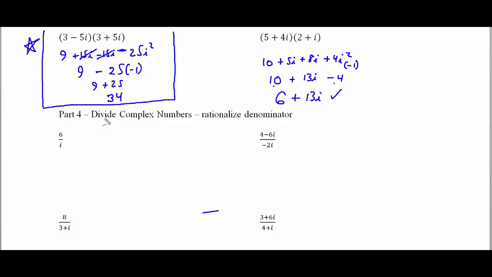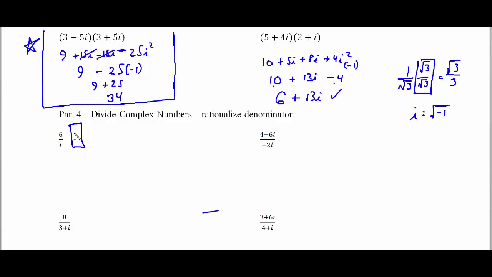Now we're going to talk about dividing these complex numbers. Rationalizing the denominator. In a previous section, we learned we cannot leave a radical in the denominator. We have to multiply the numerator and denominator by the square root of 3, and what this will do is give me a denominator that does not have a radical in it. Well, since the definition of i is the square root of negative 1, this is technically a radical in the denominator. So just like we can't have radicals in the denominator, we cannot have i in the denominator.